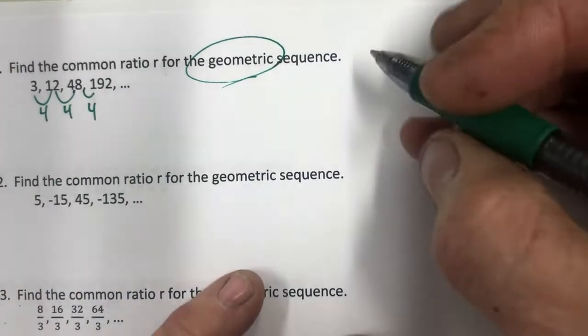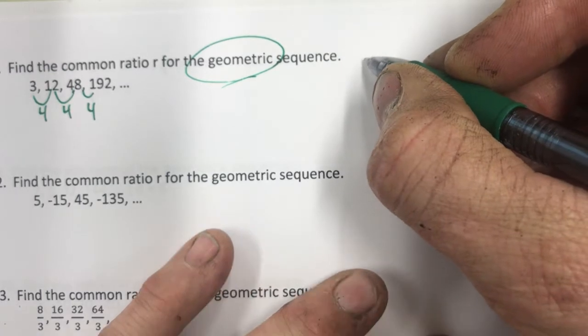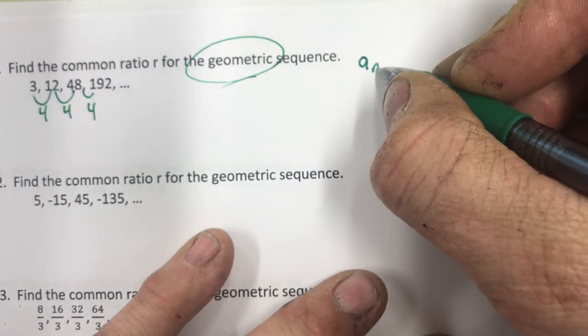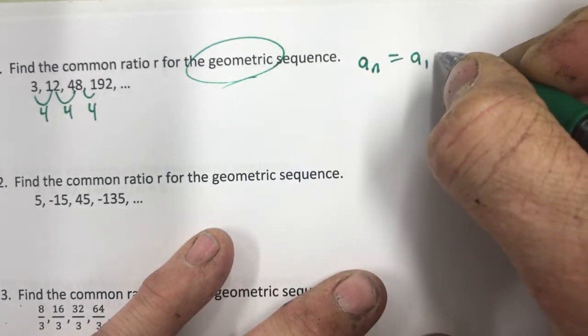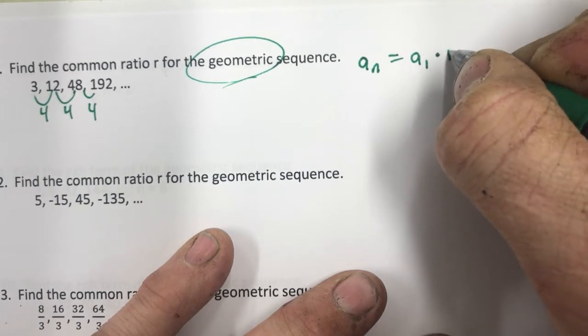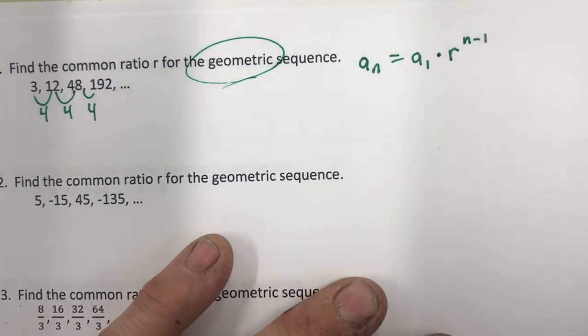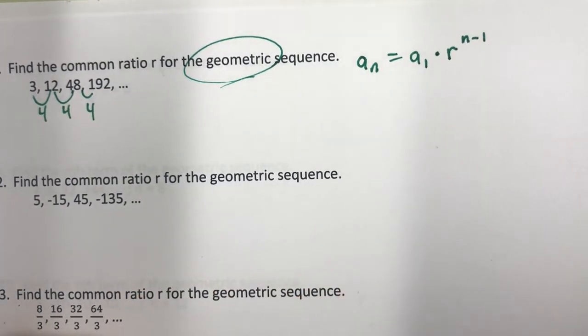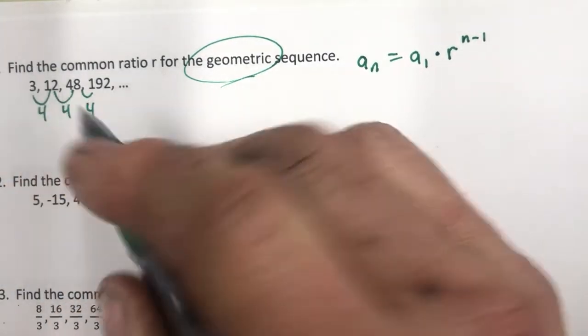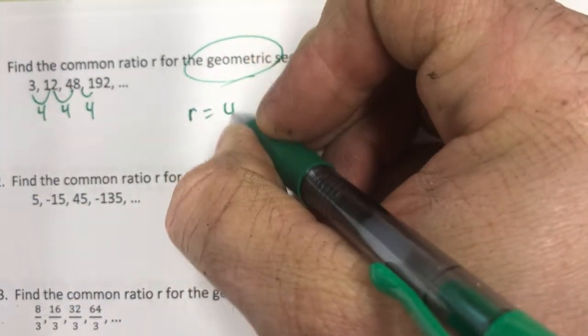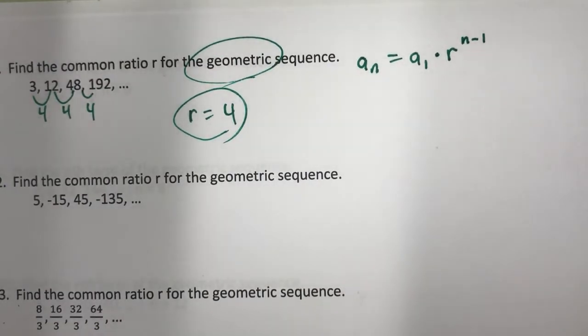Okay. The formula for this is a sub n equals a sub 1 times your common multiplier to the n minus 1 power. All right, so this one here just wants to find the common ratio r. And this is multiplying by 4, so this is just r equals 4. That's all we're doing here.